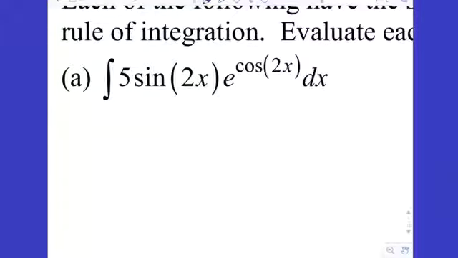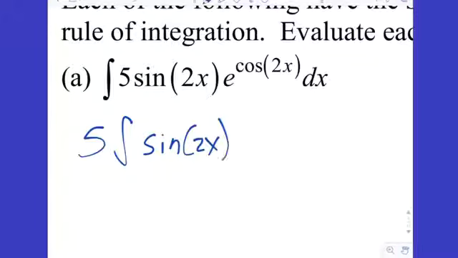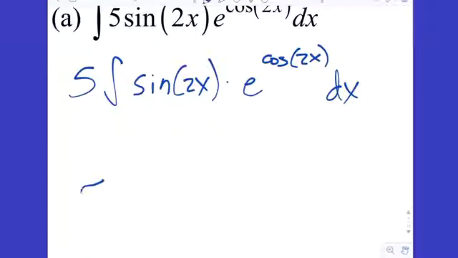5 sine of 2x times e to the cosine of 2x power. I spy a 5, so I'm going to bring it out front. And you don't physically need to bring it out front if you just ignore it in your analysis. So he's already in your final answer. There he is, waiting. See? Waiting.